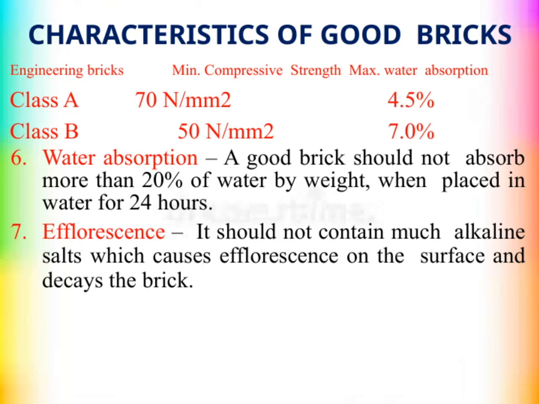Let's talk about engineering bricks and what makes a good one. Starting with the classifications, we have Class A and Class B. Class A bricks are known for their high compressive strength, with a minimum of 70 N/mm², and they also have very low water absorption, not exceeding 4.5%. Class B bricks, on the other hand, have a lower minimum compressive strength of 50 N/mm², but still maintain good durability, with water absorption up to 7%.